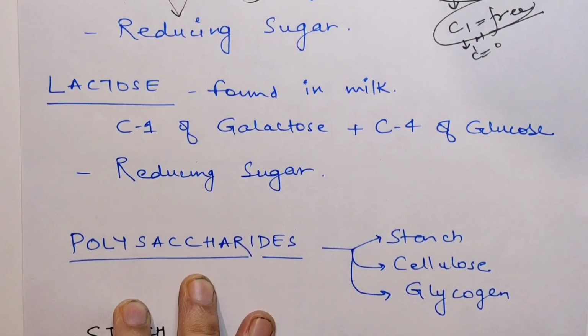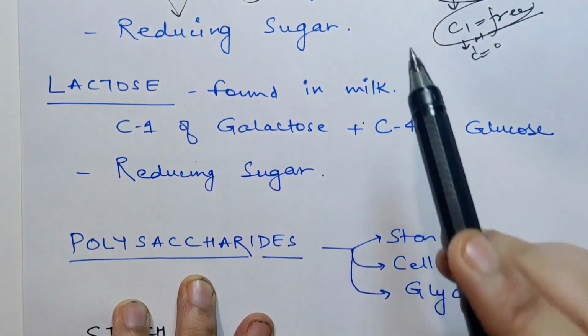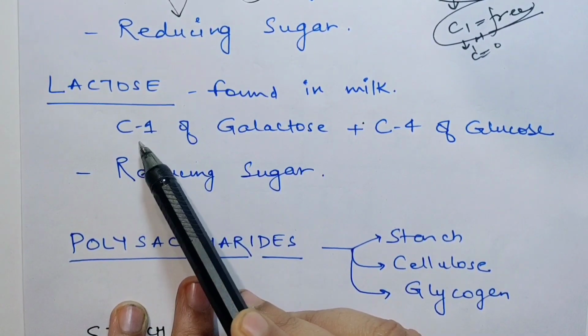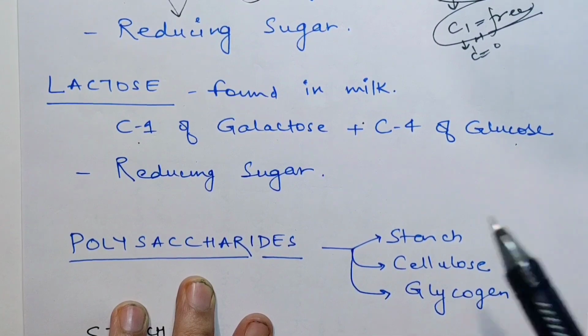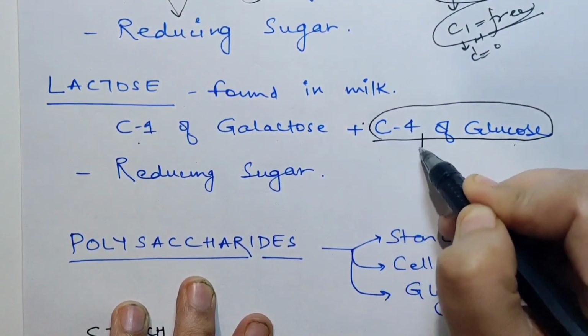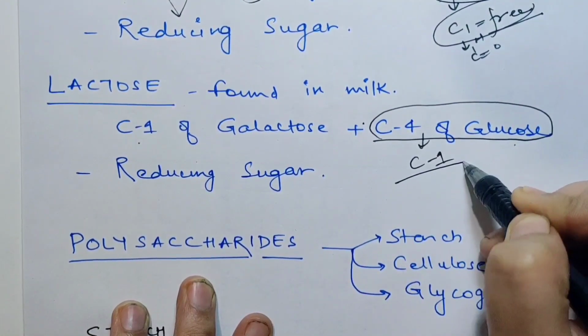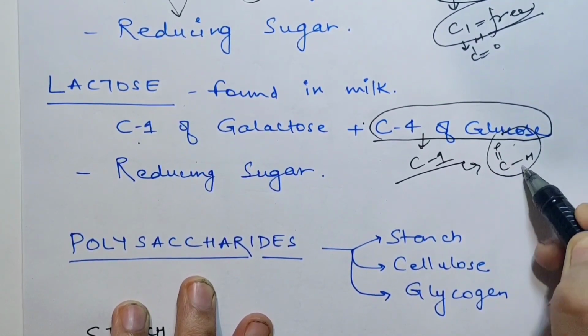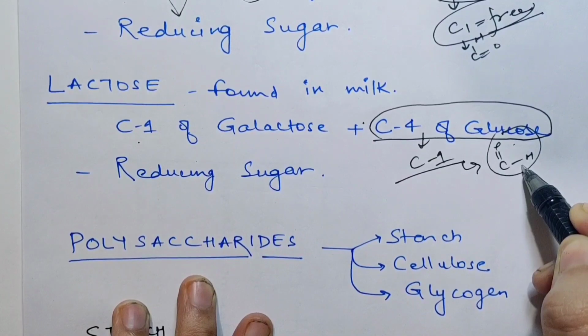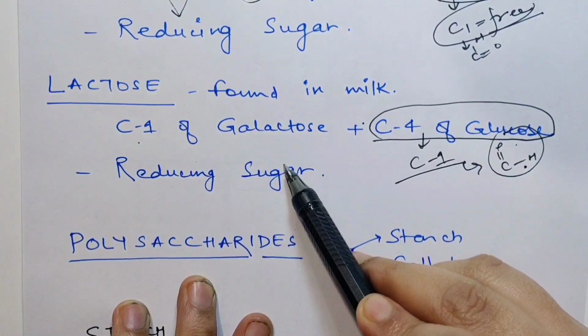Next up, lactose. This is the sugar found in milk. Here the linkage is between C1 of galactose and C4 of glucose. Here also this glucose unit has C1 entirely free, C1 being the aldehydic carbon. This carbon is free. That means it can reduce Tollens' reagent and Fehling solution. That makes it a reducing sugar.